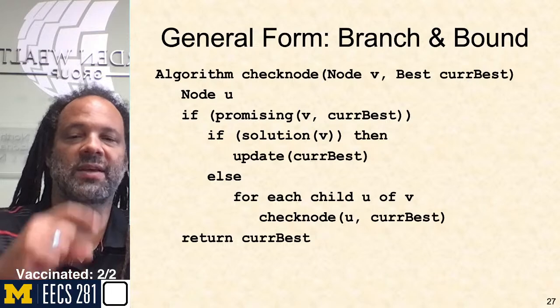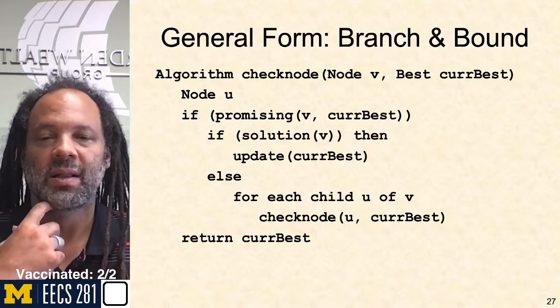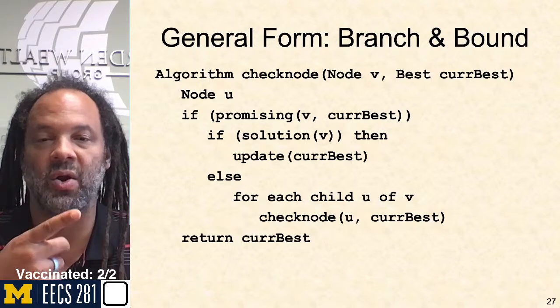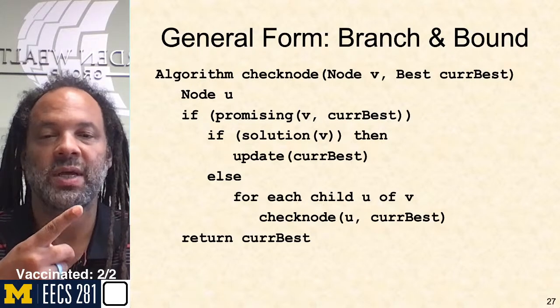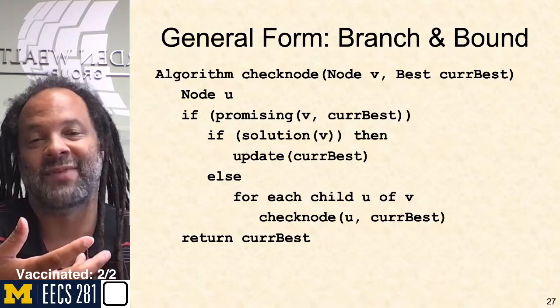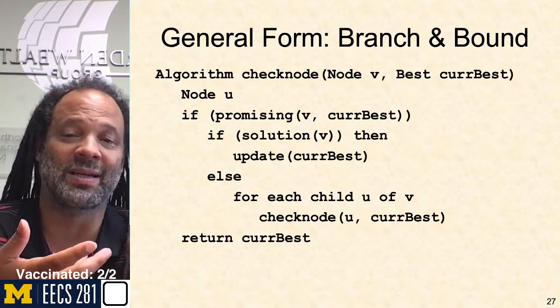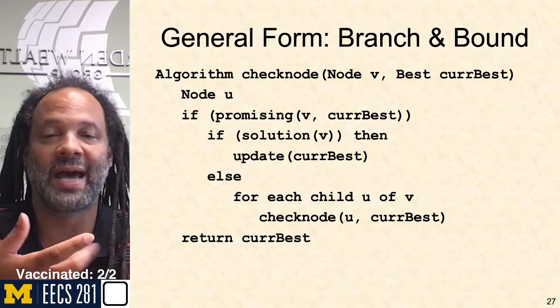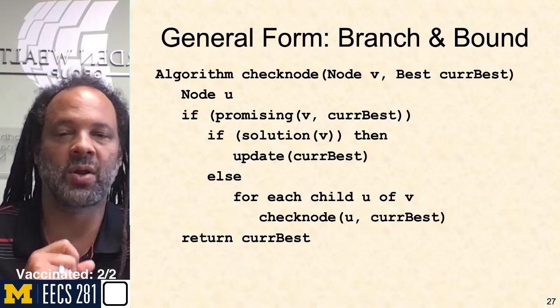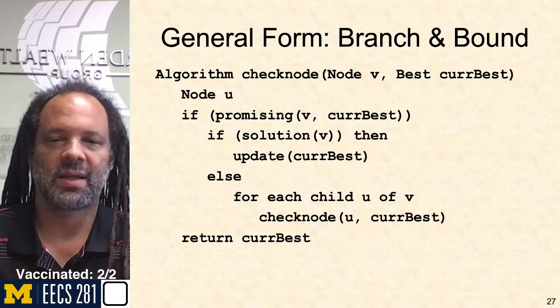But what we've got here is "promising," and promising looks about the same as it did before, but it also includes that current best. Now that's where we actually need current best, to say, well, this is promising because it hasn't violated any constraints, but it's not promising because it's too expensive. So we're not doing that. We have to pass current best on to promising. The solution check is similar. Now we've got this update of current best.